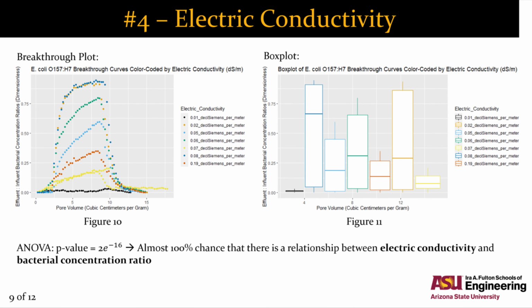The same p-value calculated for oxidation state was calculated for electric conductivity, indicating that there is almost a 100% chance that there is a relationship between electric conductivity and bacterial concentration ratio. Therefore, lower electric conductivities are better for inhibiting E. coli transport in the environment.